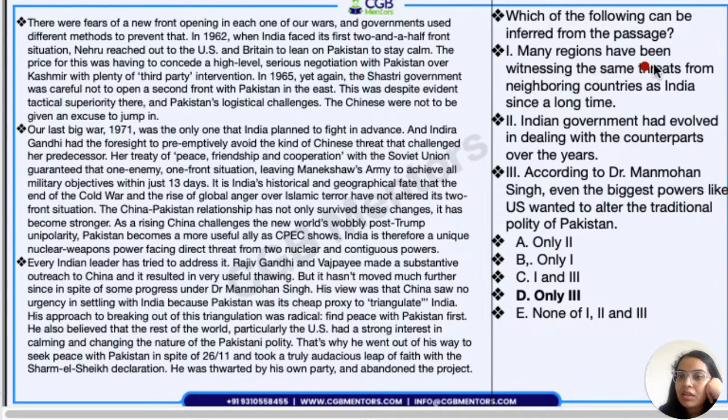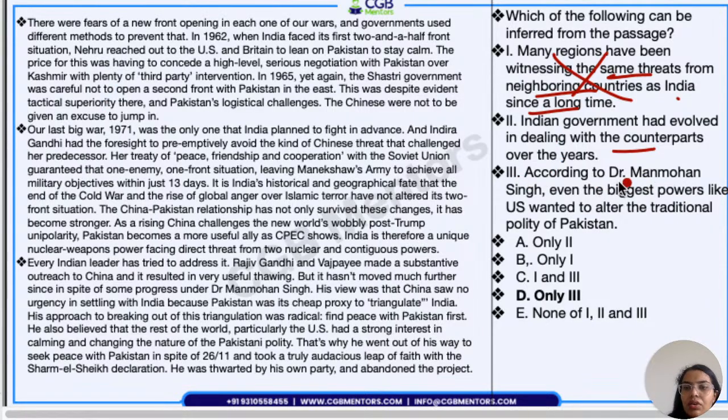So many regions have been witnessing the same threats from neighboring countries as India since a long time. But we don't get to see the threats like we have witnessed since a long time. There are other countries, उनके नाम नहीं दिए हैं, इंडिया के ही रिस्पेक्ट में सारी बातें हुई. So definitely I know this is not the inference. At least I know after skimming this much. Indian government had evolved in dealing with counterparts over the years. Okay, so we have changed, we have become mature. इसका कुछ सबूत है क्या?